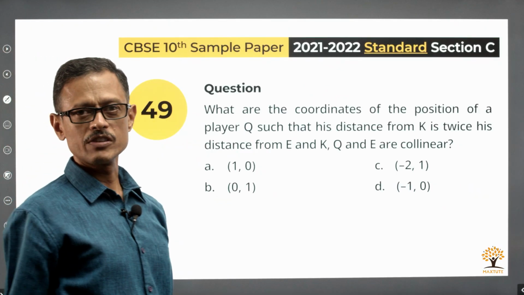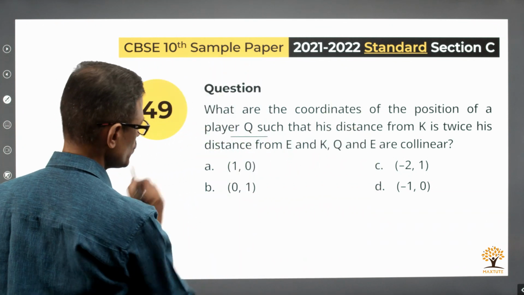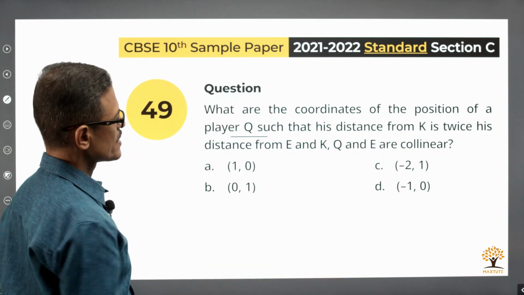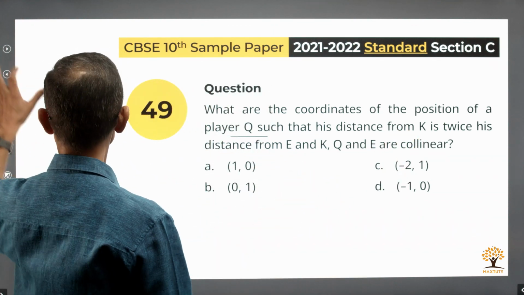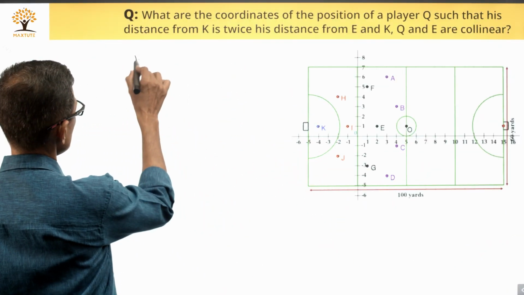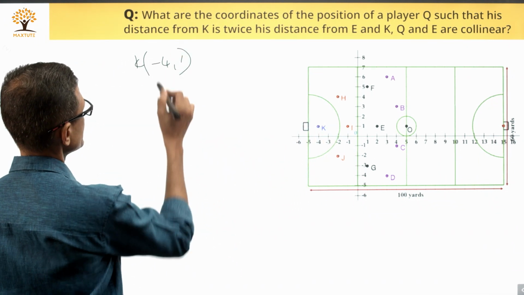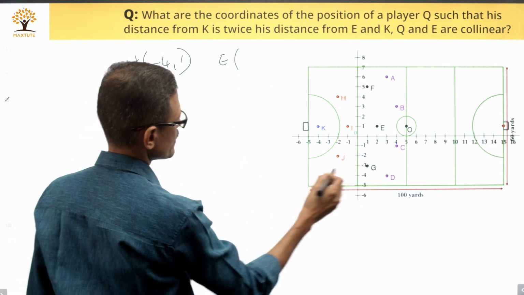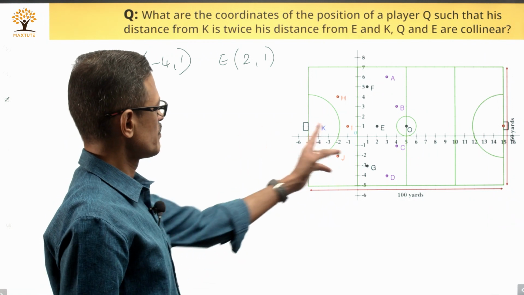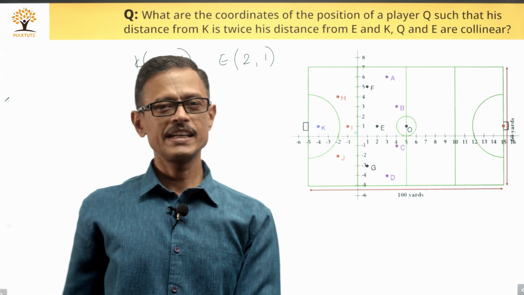Moving on to the fourth of the 5 questions. What are the coordinates of the position of a player Q such that his distance from K is twice his distance from E? Distance from K, okay, where is K? This is the goalie. K, the coordinates are basically minus 4 comma 1, right, we got the coordinates of K, and E, the coordinates are basically 2 comma 1, right. Again, we will do it normally and then we will do the textbook approach.